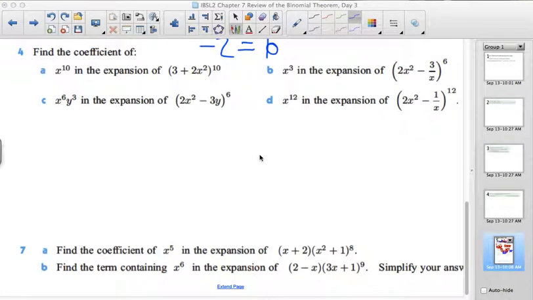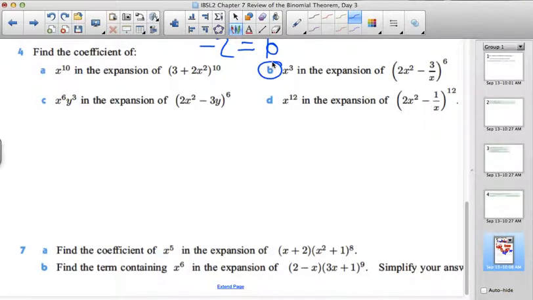All right, we'll just do a couple more examples here, and that ought to be sufficient. Let's go ahead and do part B in number 4. We want the coefficient, just the coefficient of x cubed in the expansion of (2x squared minus 3 over x) to the 6th power. The key here is figuring out which term we actually want to find.